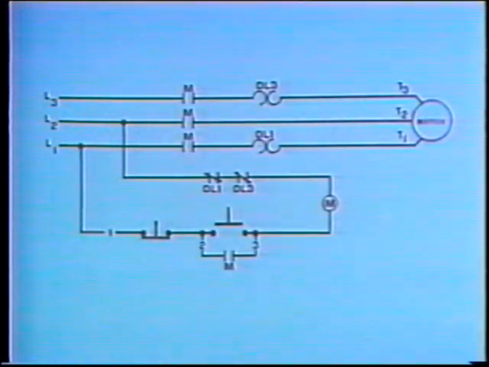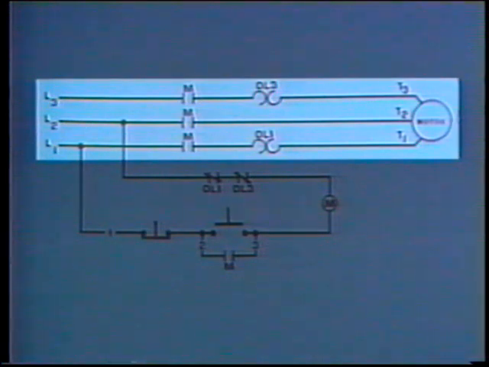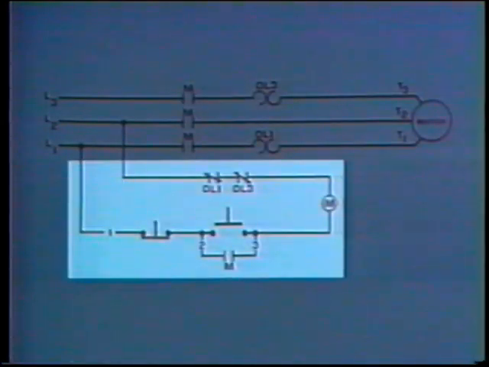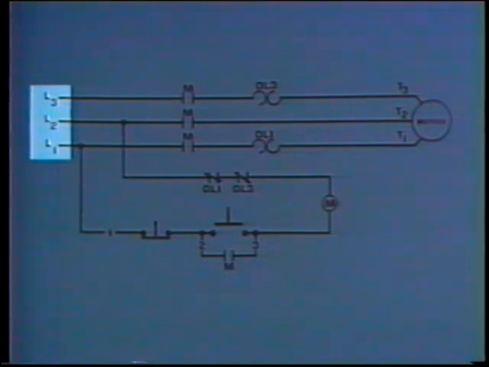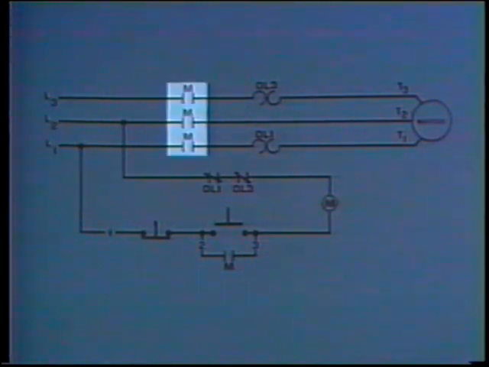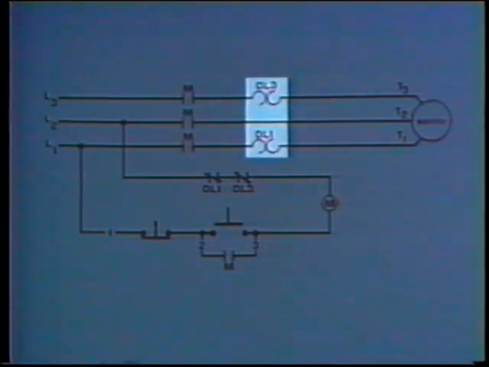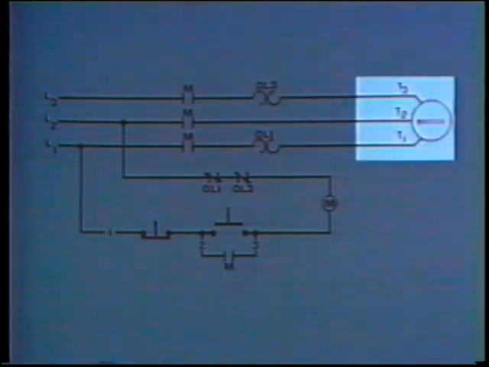The schematic for this same controller looks quite different, but both diagrams contain the same parts. The schematic diagram of a fan motor controller can also be divided into a motor circuit and a control circuit. The motor circuit contains the 3-line leads from the electrical power supply. They're labeled L1, L2, and L3. Also in the motor circuit are the main contacts of the magnetic contactor, the overload heater elements, and the motor. The motor connectors are labeled T1, T2, and T3.